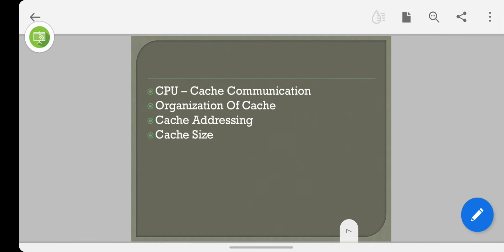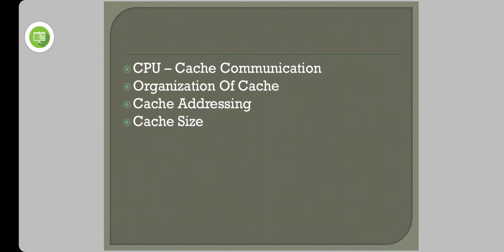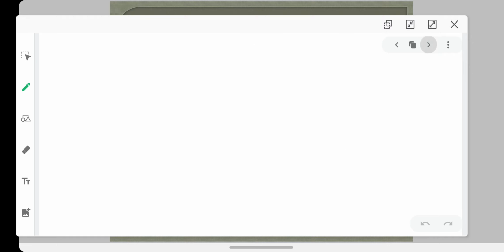So, coming to the cache addressing and cache size. As we have discussed, what is the first part that you have to address in the cache when you want to enter a set? As I have told, the cache is an array of sets. When you get into a set, you'll have a number of lines, and from those lines you have to take whichever line, whichever block of data, you need.